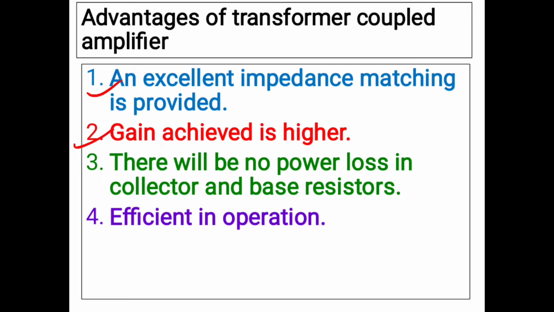The second advantage is that the gain achieved using the transformer coupled amplifier is higher. There will be no power loss in the collector and base resistors in the case of the transformer coupled amplifier. And the fourth advantage is that the operation of the transformer coupled amplifier circuit is very efficient. Its efficiency will be high in comparison to the RC coupled amplifier circuit.